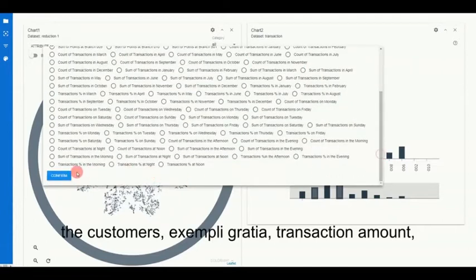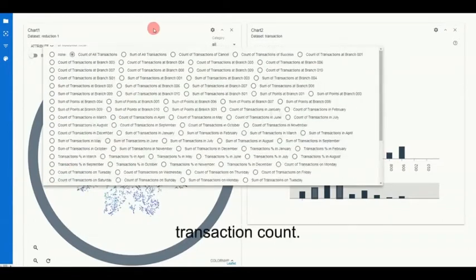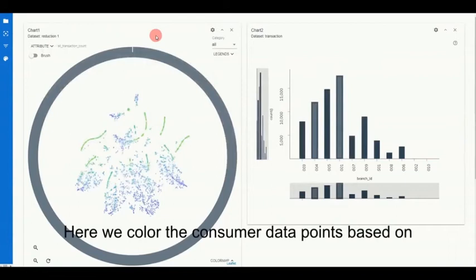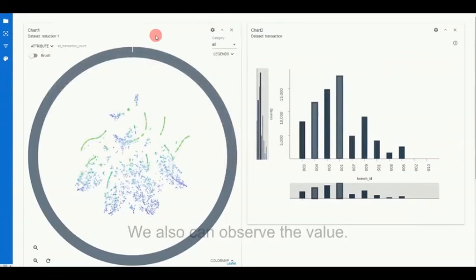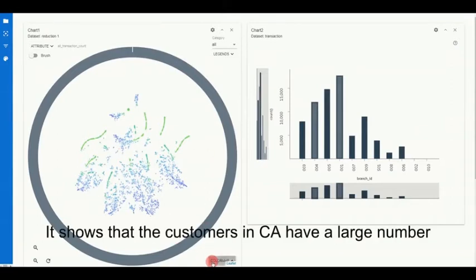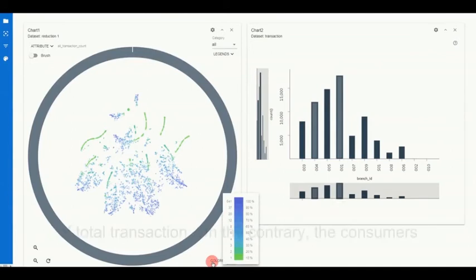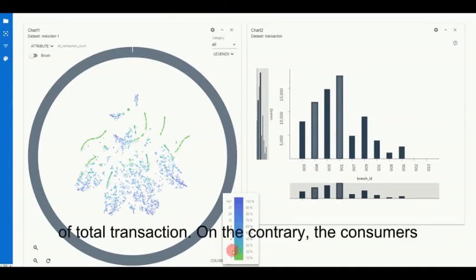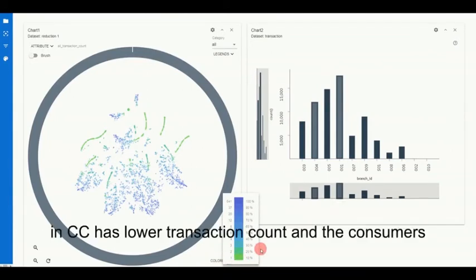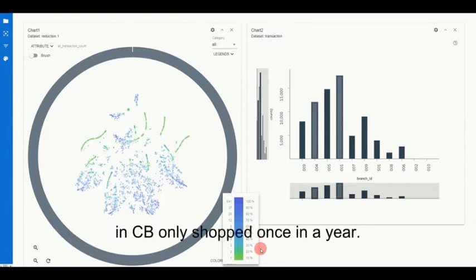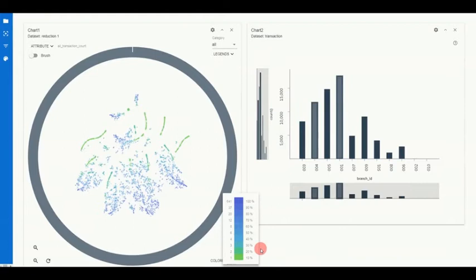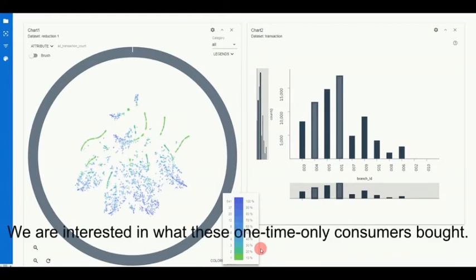For example, transaction amount, transaction count. Here we color the consumer data points based on their transaction count. We can also observe the value. It shows that the customers in CA have a large number of total transactions. On the contrary, the consumers in CC have lower transaction count and the consumers in CB only shopped once in a year. We are interested in what these one-time only consumers bought.